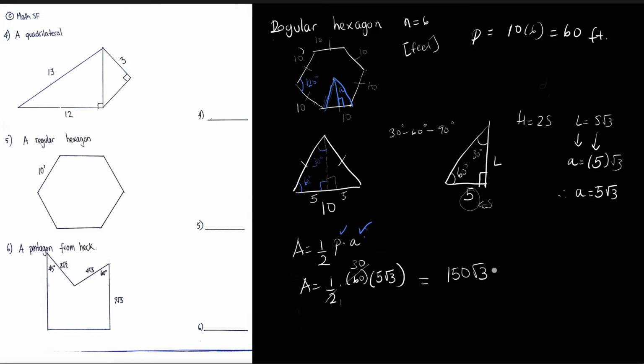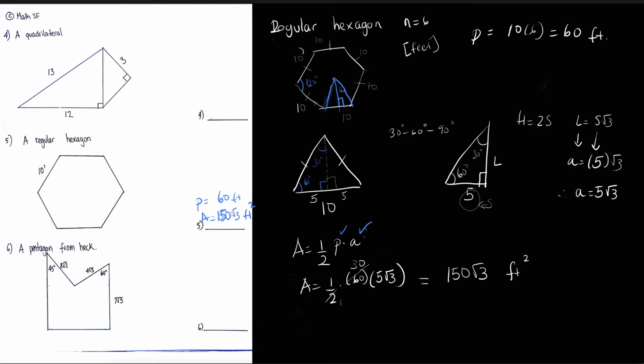But recall that areas should have a unit. So what is the unit in this case? Square feet, or I can just put feet to the second power. So on my answer line, because they're asking us to put the answer in the space provided, my perimeter is 60 feet. Be careful with your units, okay? And the area is 150√3 square feet, okay? If they're asking you for the exact solution, then you give 150√3.